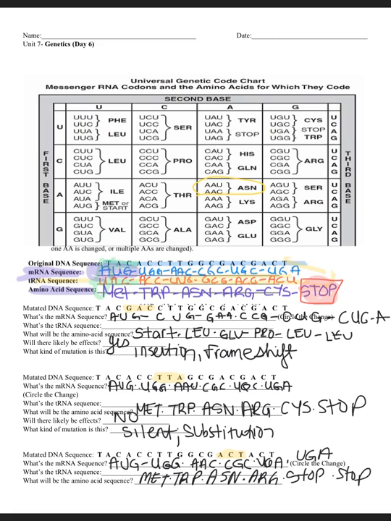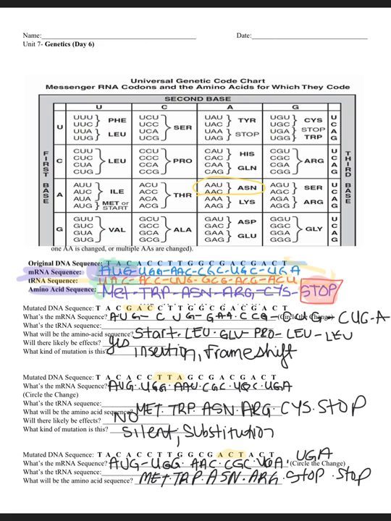Okay, now let's go over mutated DNA sequence number 2. If we look at that sequence, the mRNA sequence should have read as AUG, CUG, GAA, CCG, CUG, CUC, and A. Based on the amino acid sequence, you should have had START or MAT, LEU, GLU, PRO, LEU, LEU.